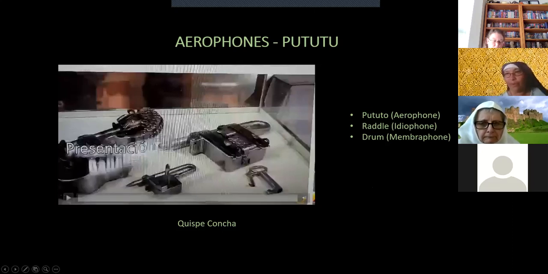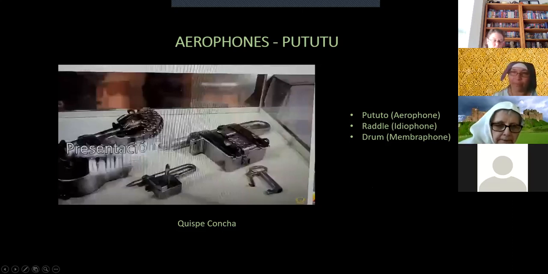And here we have another example of the pututu. I wanted to bring this example because here we're going to see a summary of what we have seen so far. We're going to see a pututu, which is an aerophone. We're going to see rattles, which are idiophones. And we're going to see a drum, which is a membrophone. And that way we can continue talking about the next type of instrument, the membrophone.